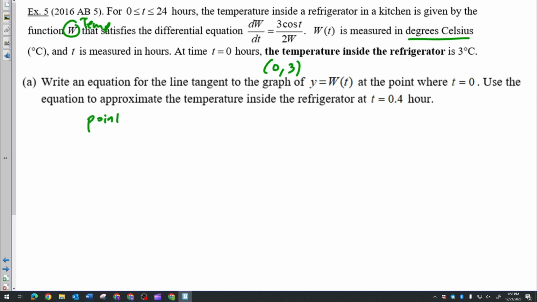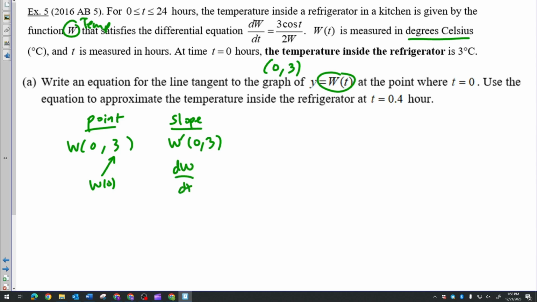Okay, so again, if you want the equation of a tangent line, what two things do you need? And I want the graph of w, so I'm going to put w here. And so this y value here would be w at 0. And do I know what that is? Yeah, it's 3. Okay, and the slope will be the slope at that point, 0, 3. Okay, how do I find that slope? It's going to be dw dt, because I have a formula for that, right? And I know what time is. Time is 0. And I know what w is at that time. So w is 3, right? So cosine of 0 is actually 1. So this will give me 3 over 6, which is really 1/2.